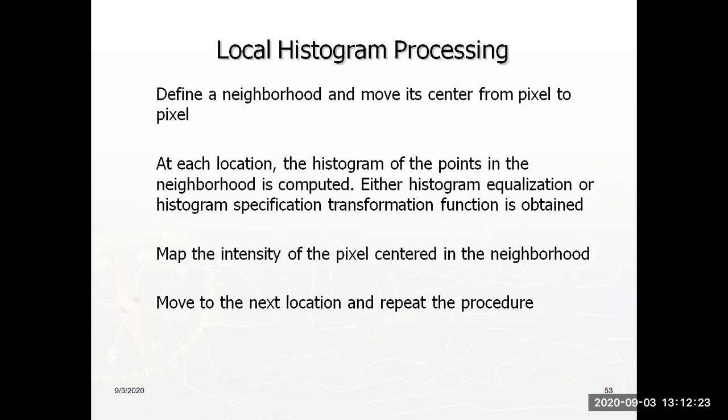What about the same process? Repeat it for the next pixel value or the next pixel location. That is, move to the next location, that is the next pixel value, and repeat the process. What is the process again? Neighborhood, equalization, specification, and assign or map the value of the particular intensity value. So this process is repeated for all the pixel values.